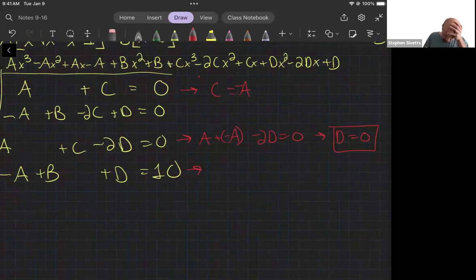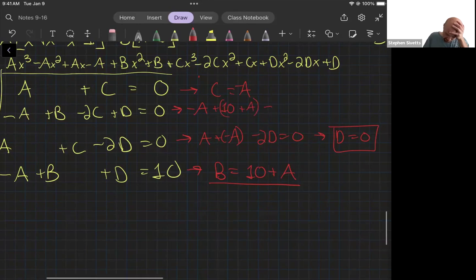So we'll have b is equal to 10 plus a, right? And then in equation 2, right? So this is minus a plus 10 plus a, that was b, minus 2 times minus a plus d is 0, so that's 0, and the right hand side is 0.